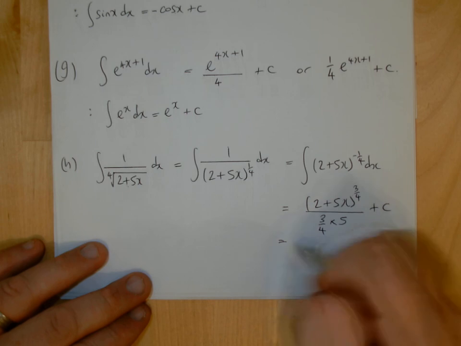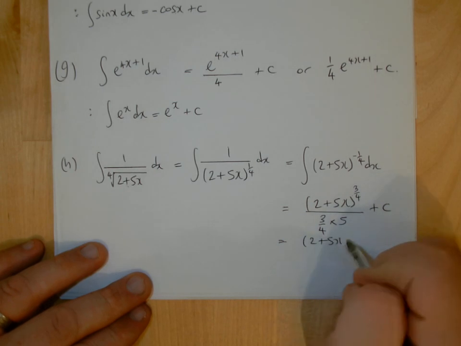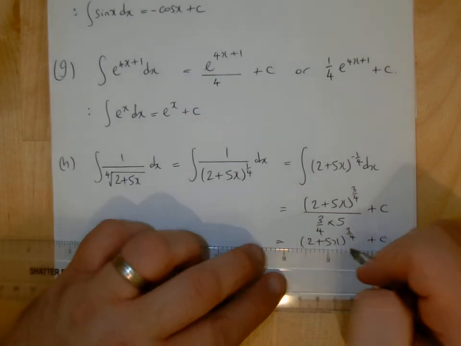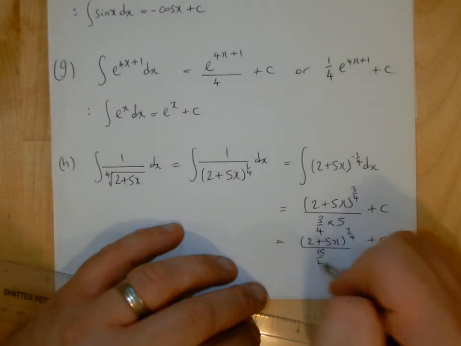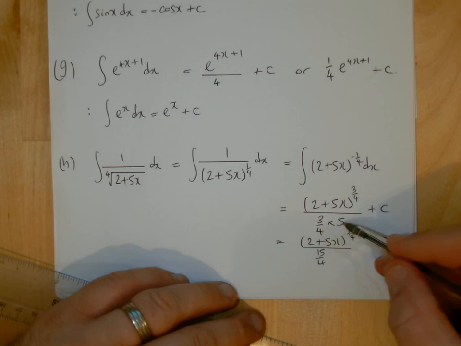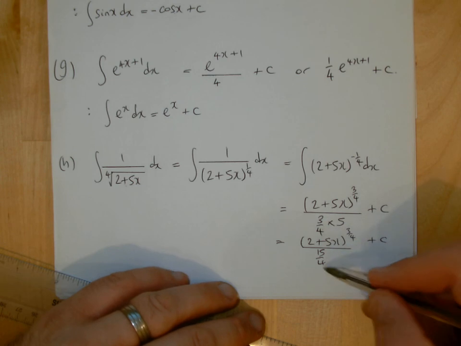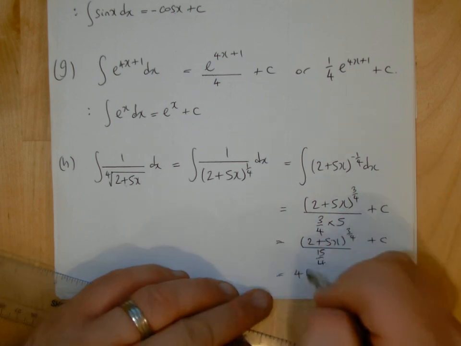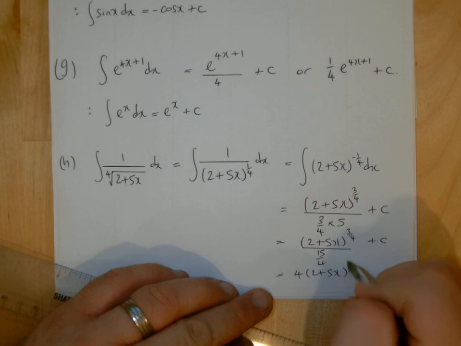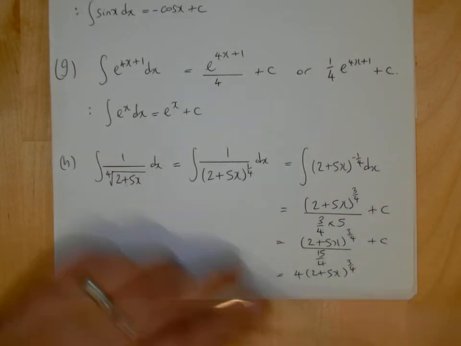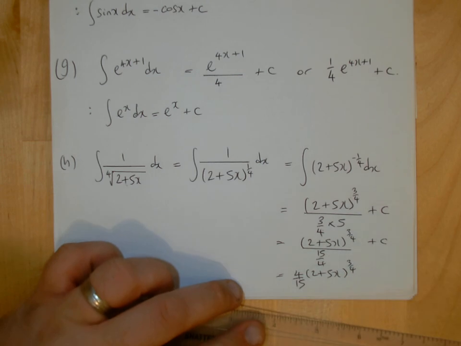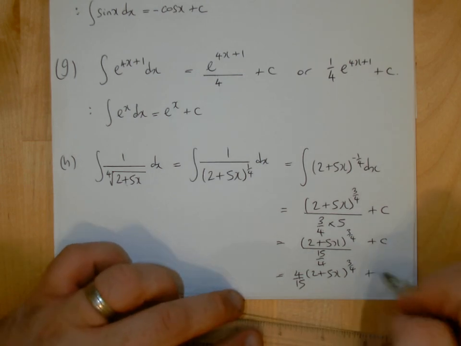So on the bottom you get 15 over 4, because 3/4 times 5 is going to be 15 over 4. And of course, because you divide by a fraction, what you can do is take that bottom number up, so it flips up to the top, so you get 4 bracket 2 plus 5x power 3/4 all over 15. Or if you want, you could just put 4/15. Just do it like that. Plus your constant.